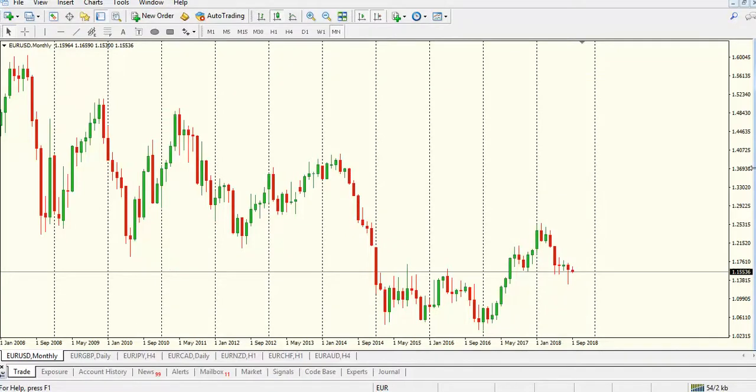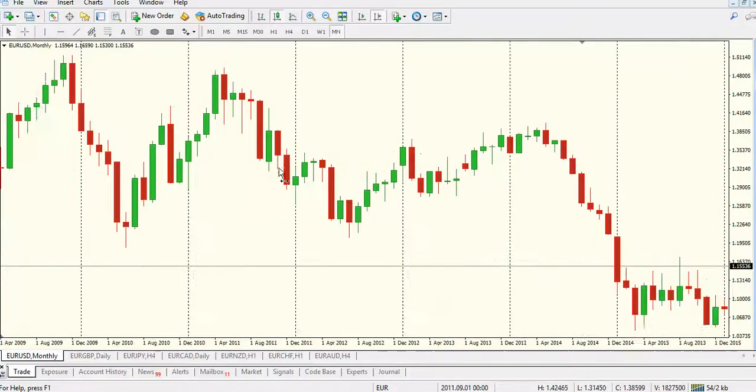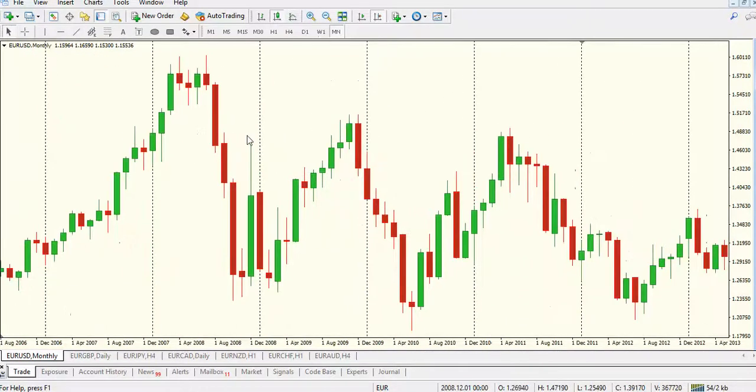So this is the Euro USD monthly chart. Now let's go back a bit. Okay, we can start from here. First and foremost, what is a fractal? I've told you this several times that a fractal is normally three candles. We have a left one, a right one, and a middle one.